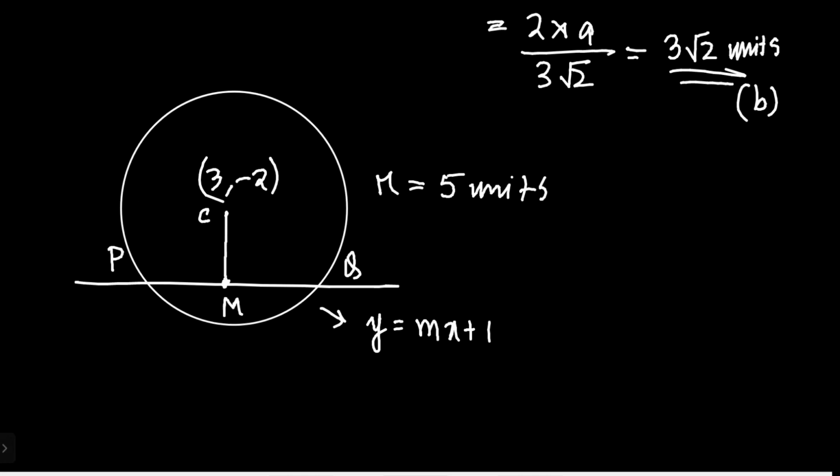Now we have read a theorem in class 10 that if a line is drawn from the center of a circle to any chord, and if it bisects the chord, then it is perpendicular to the chord.